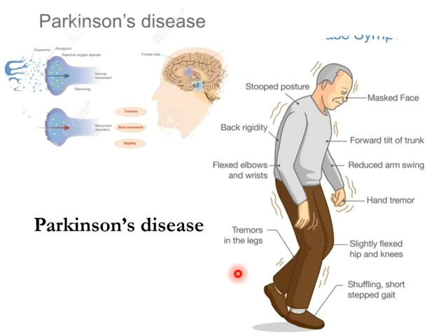That's Parkinson disease. You can see there can be a mask face, stooped posture, rigidity in the back, a forward tilt of the trunk, a reduced arm swing, flexed elbows and wrist. There can be hand tremors, the motor function. Remember, no inhibition by the dopamine. There can be tremors in the leg, slightly flexed hip and knees, and a shuffling, short-stepped gait.